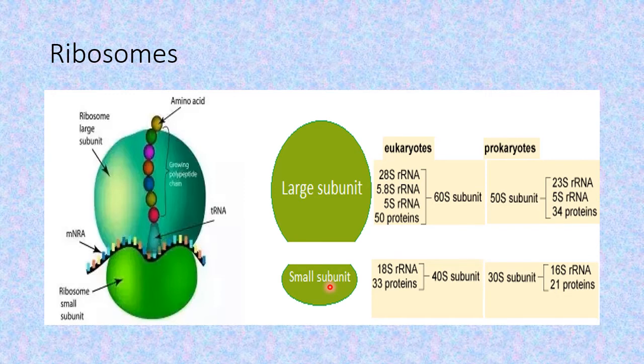These ribosomes are present in both prokaryotic and eukaryotic cells, but they are of different types depending upon the mass. In eukaryotes, the large subunit is made up of 28S, 5.8S, 5S ribosomal RNAs along with 50 different types of proteins, and these together form the 60S subunit. Now here S is the Svedberg unit, which is a measure of the mass of this part of the ribosome. This large subunit, in case of prokaryotes, is made up of two types of ribosomal RNAs, that is the 23S ribosomal RNA and the 5S ribosomal RNA, along with 34 different types of proteins, and its mass is 50S.